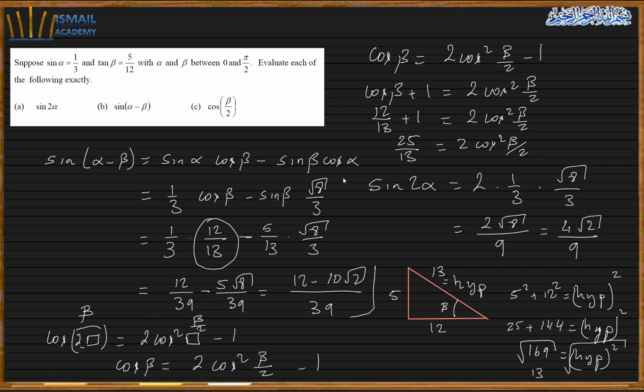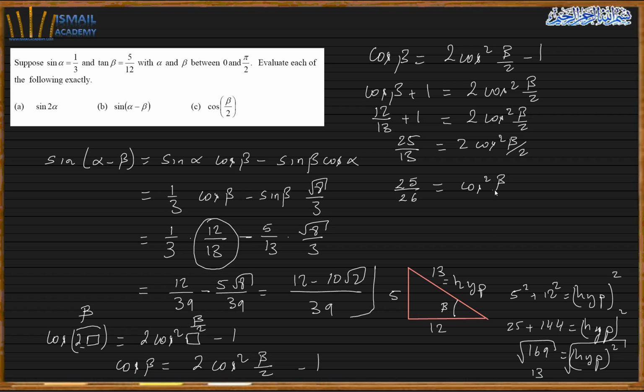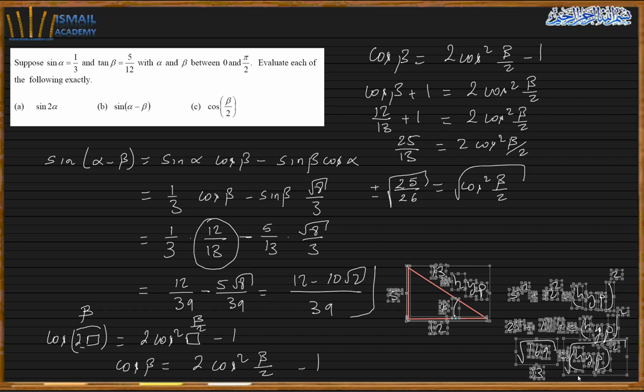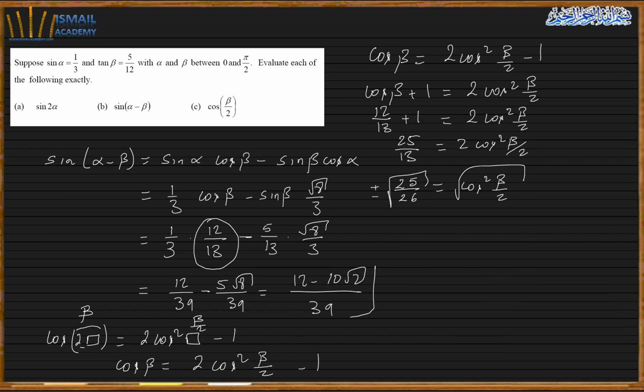Now I divide both sides by 2. So we'll have 25 over 26 equals cosine square of beta over 2. Then take the square root. When we take the square root on both sides, I will have plus or minus. But which one do I pick? Of course I'm going to pick the positive. Why? Because the angle is between 0 and pi over 2. If I take half of it, it's going to stay in the same quadrant, which is the first one. That means the cosine is positive, so I'm not going to use the negative one.